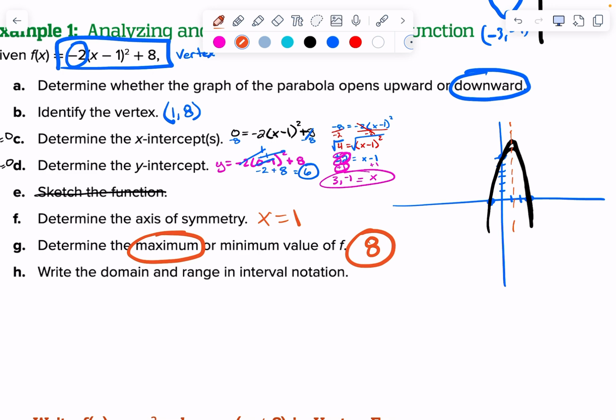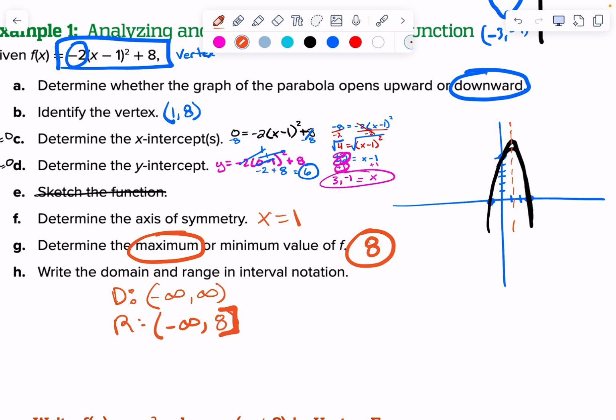Domain, range. Domain is left and right: negative infinity to positive infinity in interval notation, because it will go left and right forever. Range. What's the lowest it goes? Negative infinity. What's the highest it goes? 8. There's your range. Do you put a bracket on the 8? Yes, a bracket, because it will in fact touch 8.